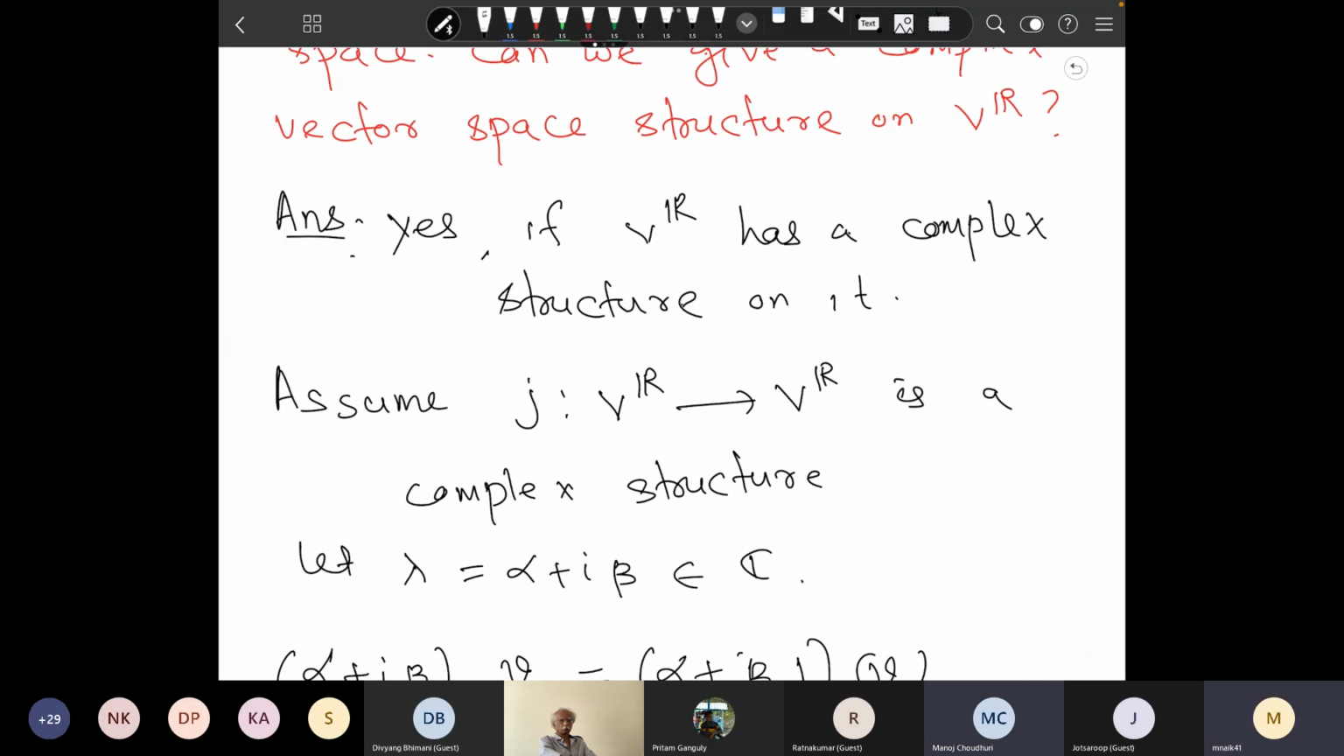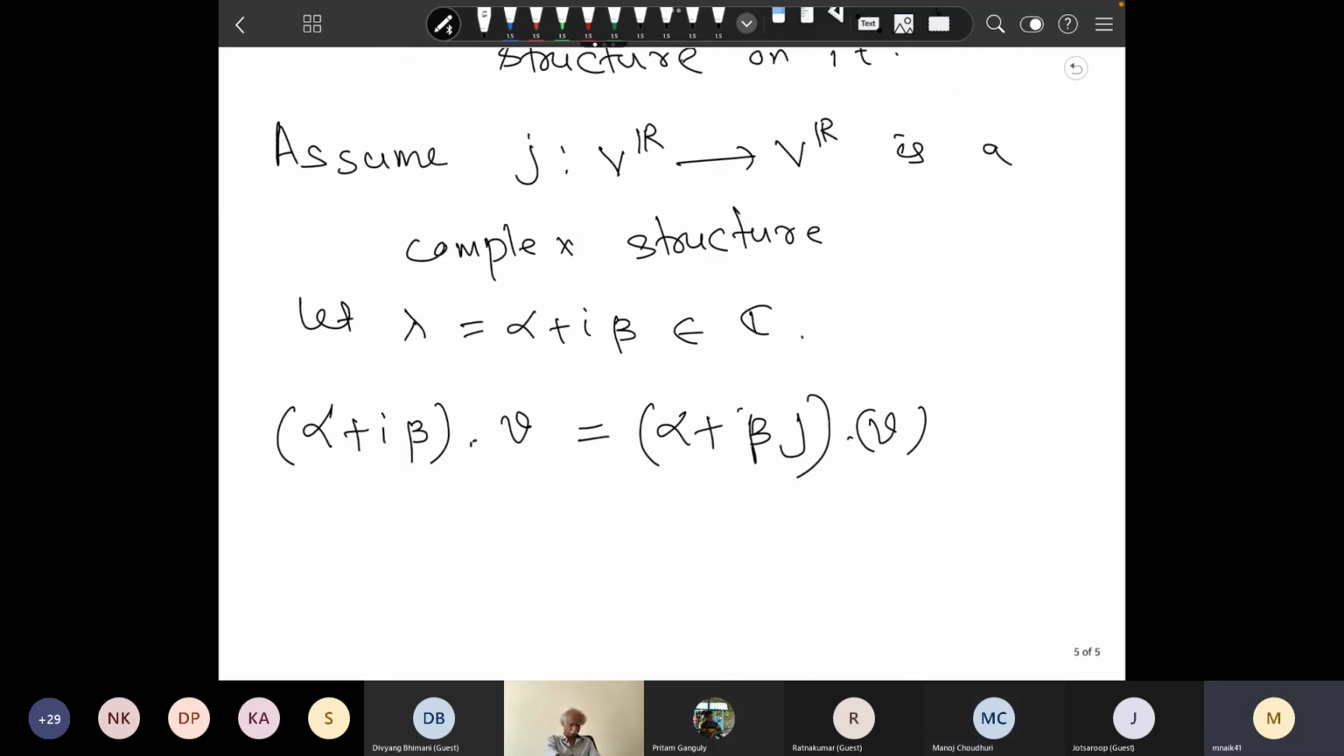Suppose you have to somehow ensure that it has a complex structure. I am not saying that any real vector space has a complex structure. For instance, take an odd dimensional real vector space, then it will not have a complex structure, right? So I am saying suppose J: VR to VR is a complex structure.